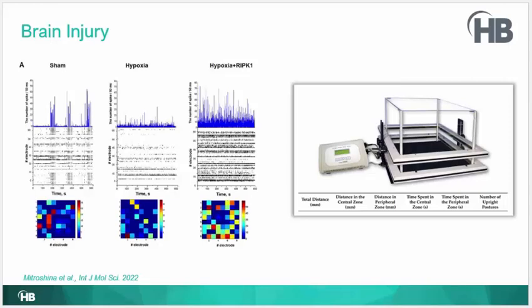You can see synchronized bursting events, which are indicated by these blue peaks, followed by periods of relative inactivity. In the center column, you see a hypoxic condition where there's markedly reduced activity. There's no longer any kind of synchronized bursting. And then you can see at least a partial restoration of function with RIPK1 here. So again, it's an integration of data from both the behavioral side and also with MEA.